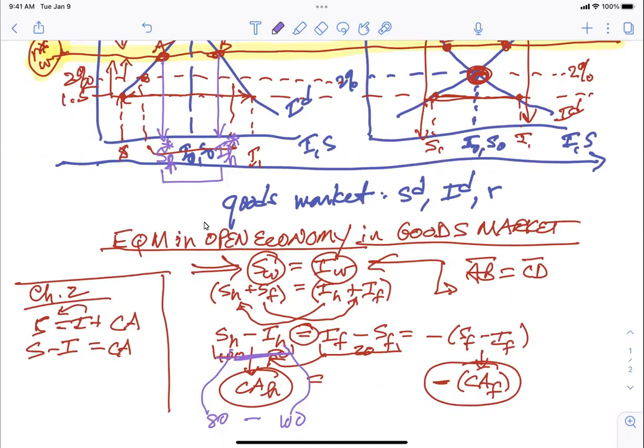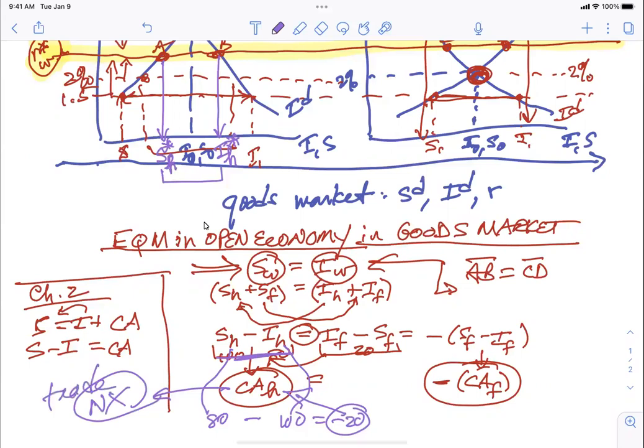80 minus 100 is what? I just pick numbers. It could be 40 minus 60, 10 minus 60. It's a negative number, negative 20. So what does that number represent? It represents the current account. Current account is negative. What's the current account? It's net exports plus net factor payments. We assume net factor payments are just a small part, so we can assume that that's net exports. That's our trade deficit.